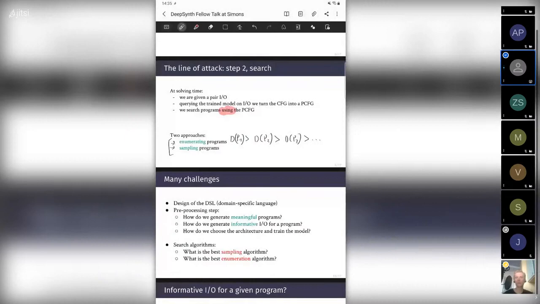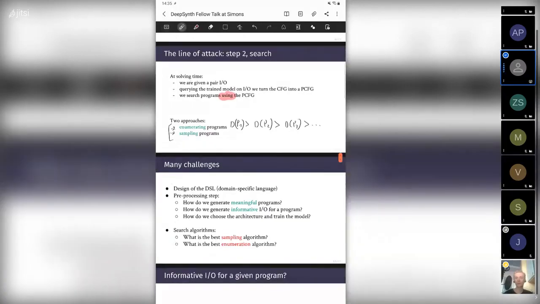So this is some sort of generic slide about all the challenges that we have in implementing this line of attack, and this is why there are so many papers that essentially try to use different approaches for implementing it. What I want to focus on today is the search algorithms. What's the best sampling algorithm and what's the best enumeration algorithm, and how should we think about this?